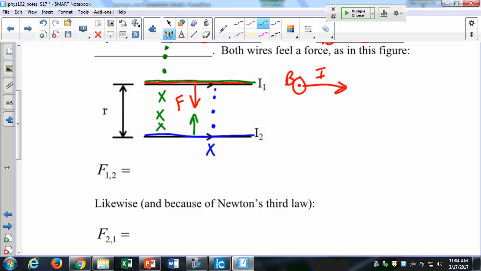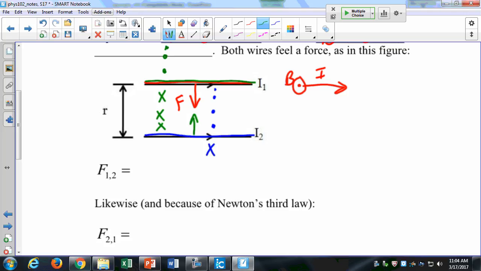But we could leap to that just from Newton's third law, because I know that if I have a force here, then I'm going to have a force that's equal and opposite. Because if I have one force, I have to have an equal and opposite force, and this is that reaction force that we saw in Newton's third law. And we can calculate that.